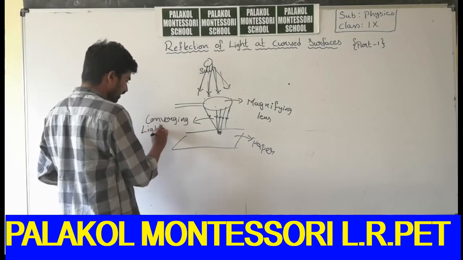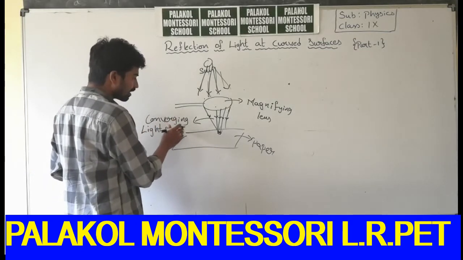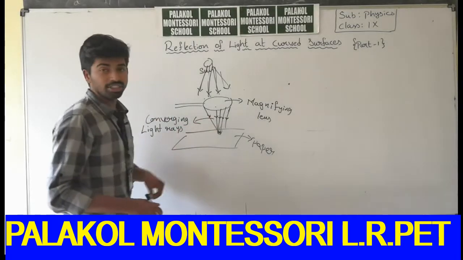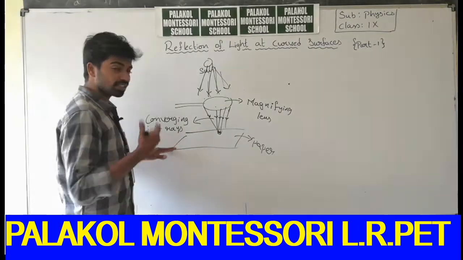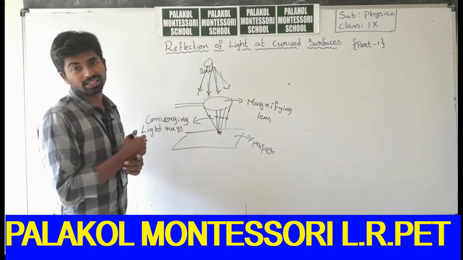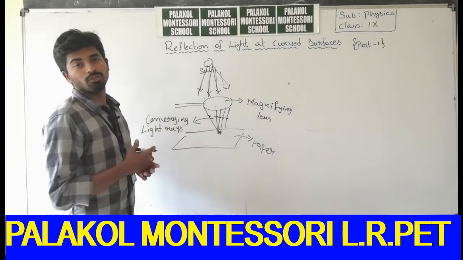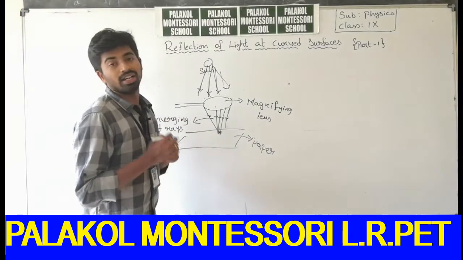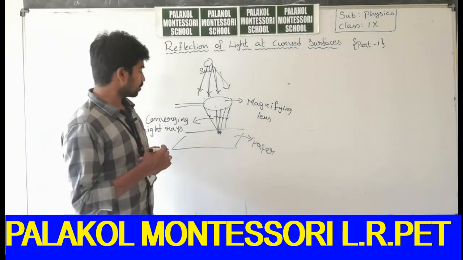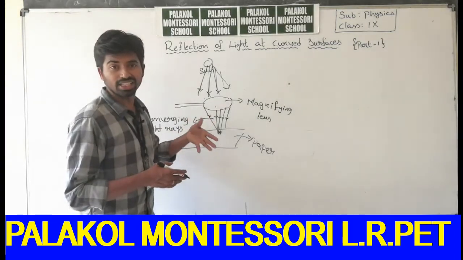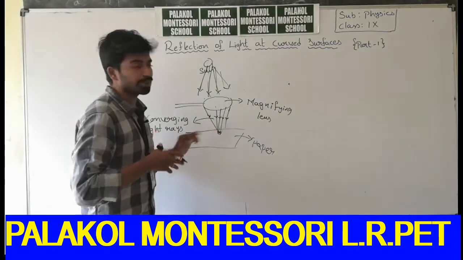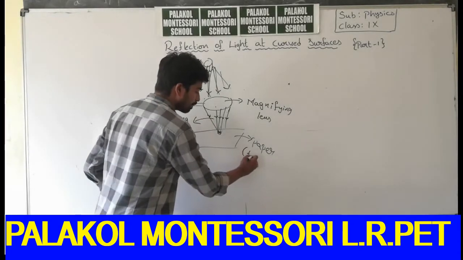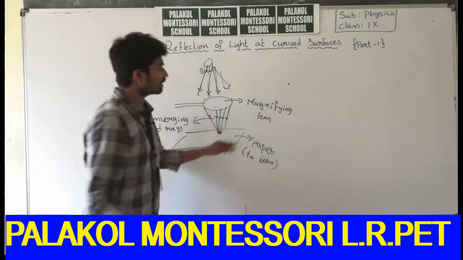What is meant by converging light rays? If all the light rays are traveling towards a single point, such light rays are called converging light rays. Because the light energy is completely focused to a single point, that energy makes the paper burn. So, here we are using a magnifying lens.